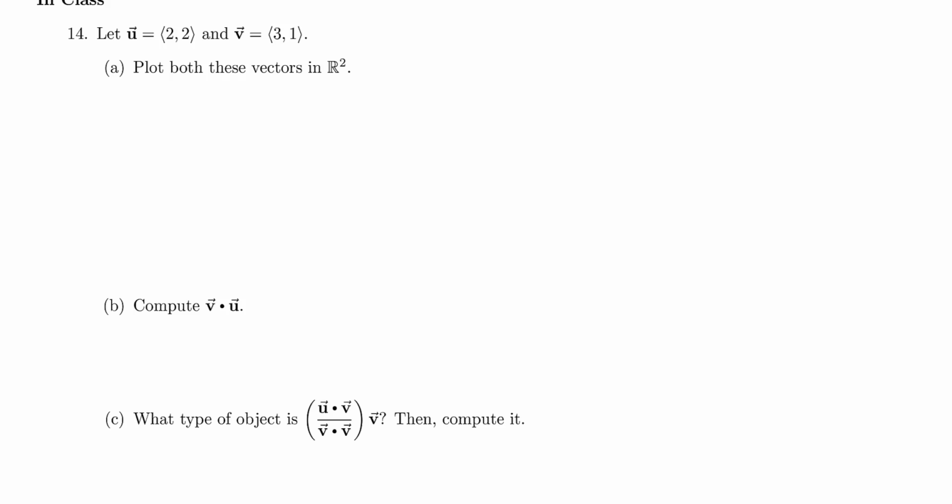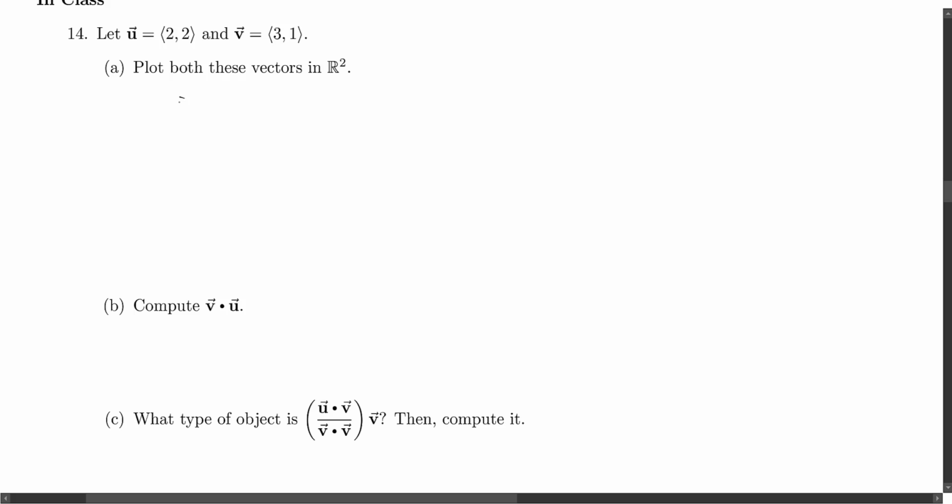So folks, the next thing we want to take a look at is the idea of an orthogonal projection of one vector onto another. And so let's try to build a little bit of intuition for that. Let's go ahead and plot these two vectors here. We've got, in R2, vector u and vector v.